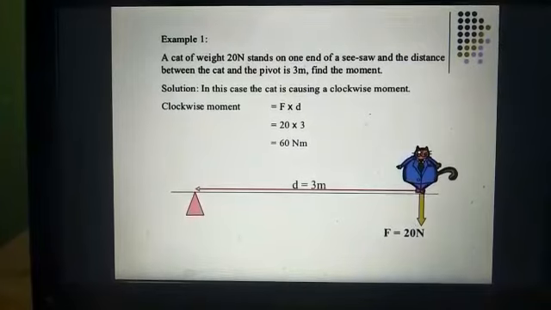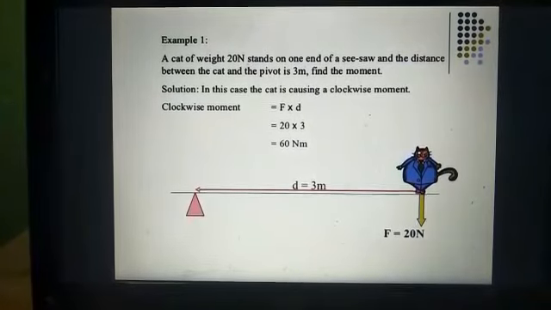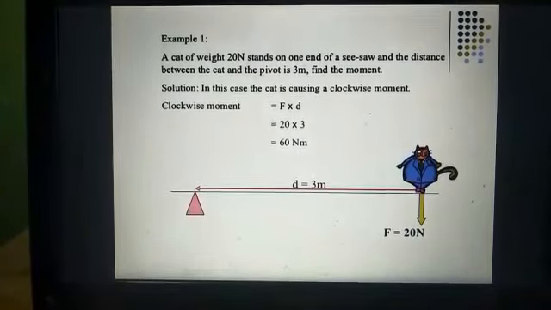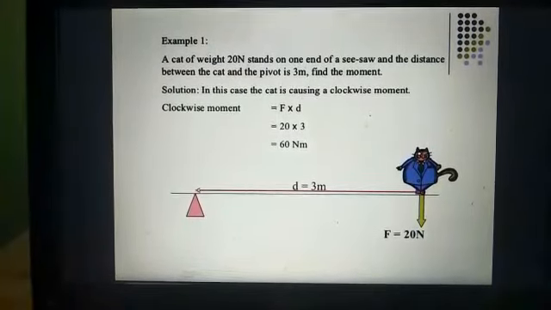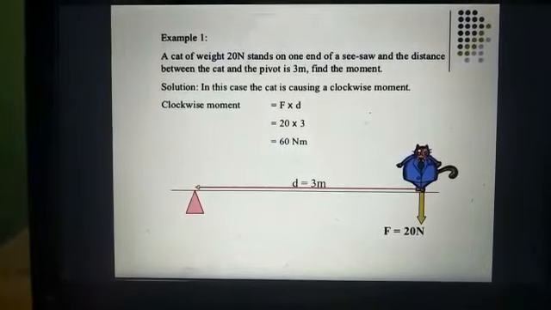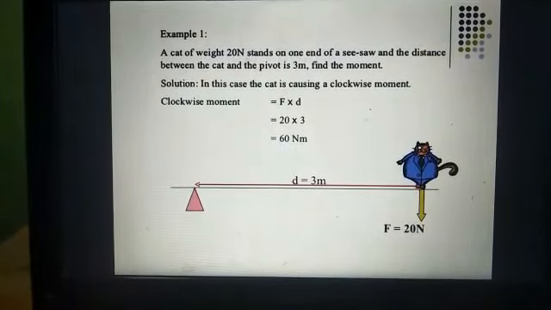Now I explain a numerical which is based on moment. A cat of weight 20 Newton stands on one end of a seesaw and the distance between the cat and the pivot is 3 meter. Find the moment.